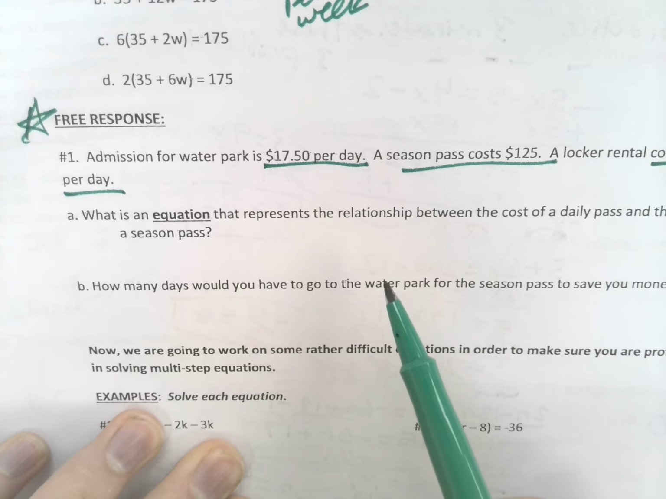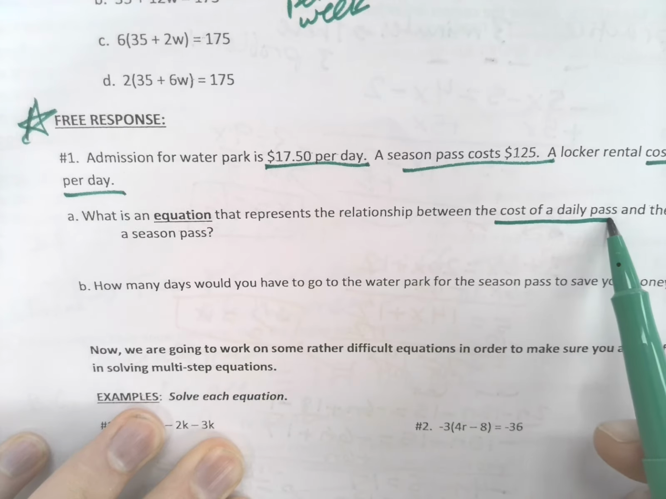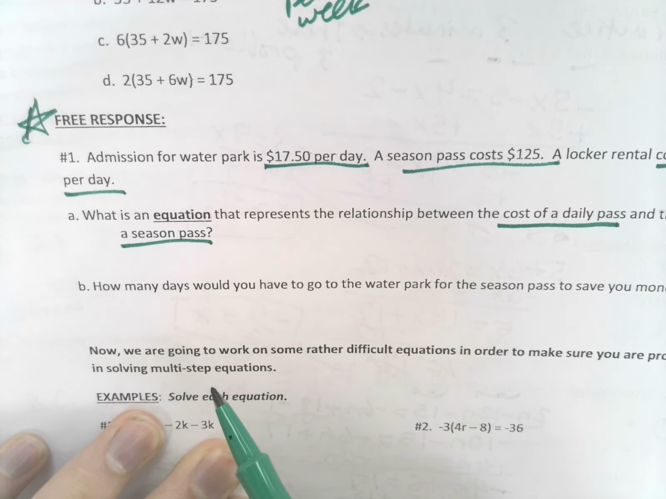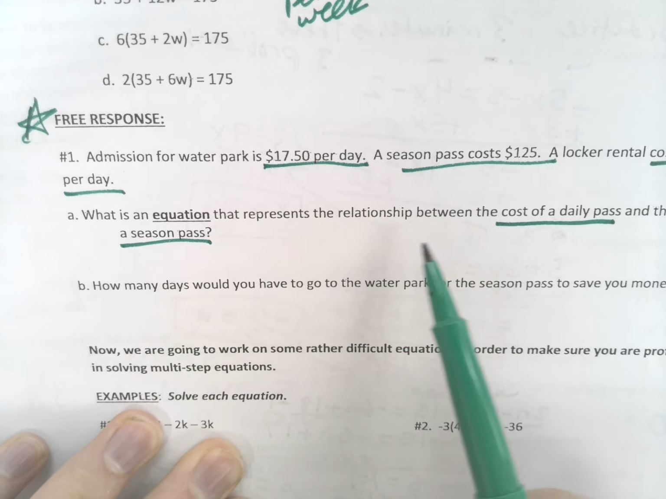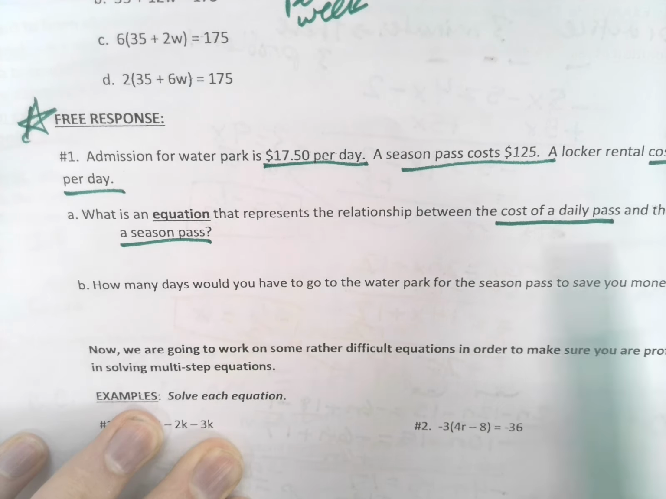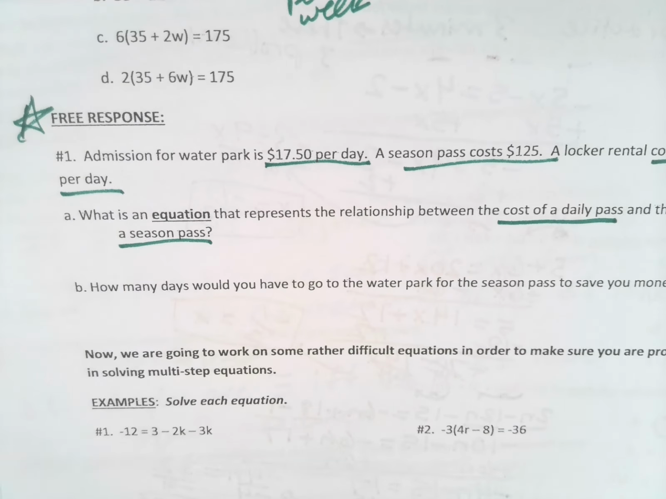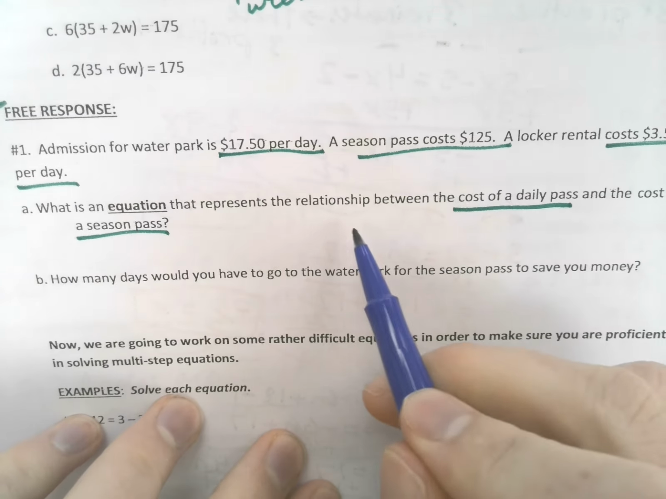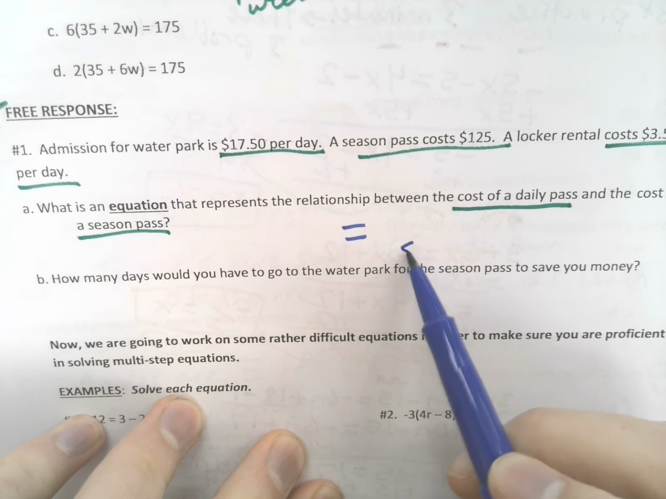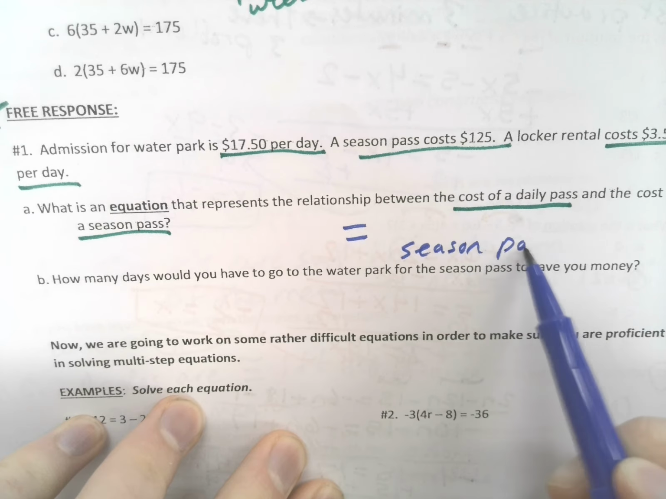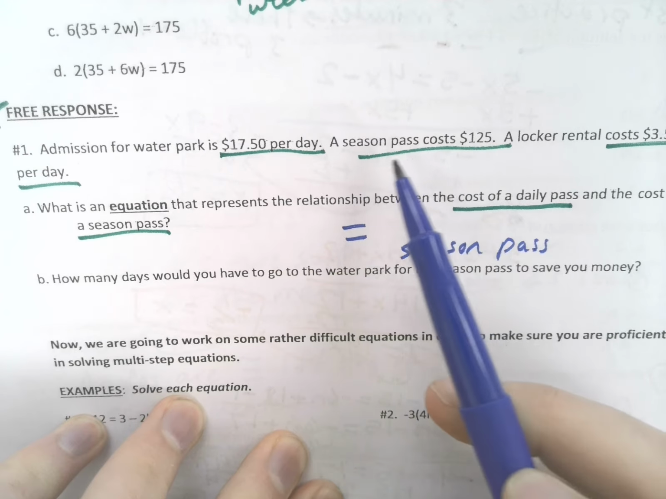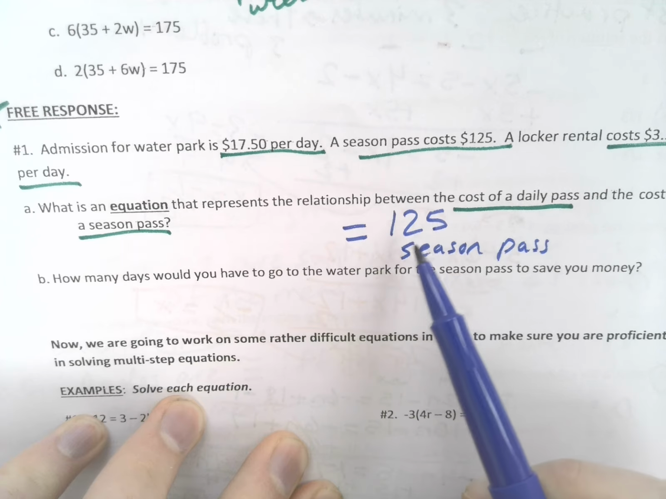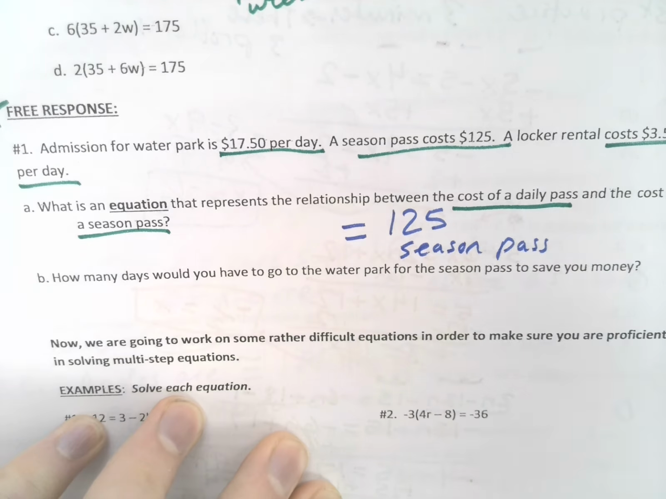What could be an equation that represents the cost of a daily pass versus the cost of a season pass? Interesting. What is an equation that represents the relationship between the cost of a daily pass and the cost of a season pass? So we're going to compare these two. This is a comparison. So on one side, we're going to have the season pass. And how much does a season pass cost? Well, it just straight up costs $125 straight up.